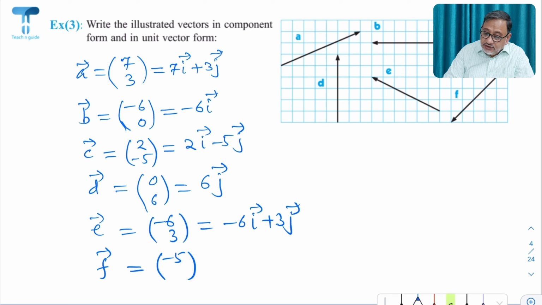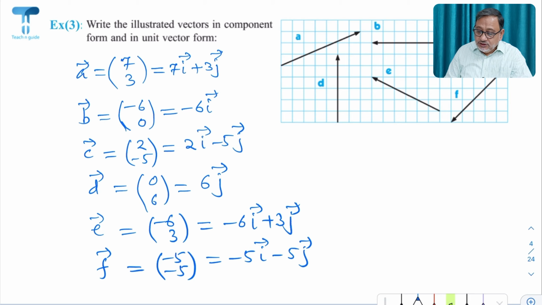And in the direction of y-axis, it is again coming down, so negative direction, 1, 2, 3, 4, 5, so negative 5. This is in component form. Now in unit vector form, it will be negative 5i minus negative 5j. Okay, so I hope you understood this.